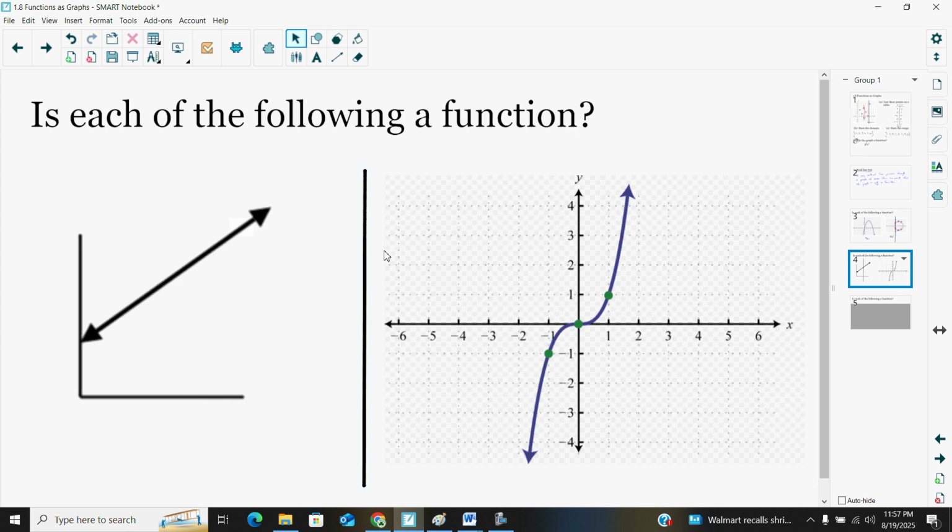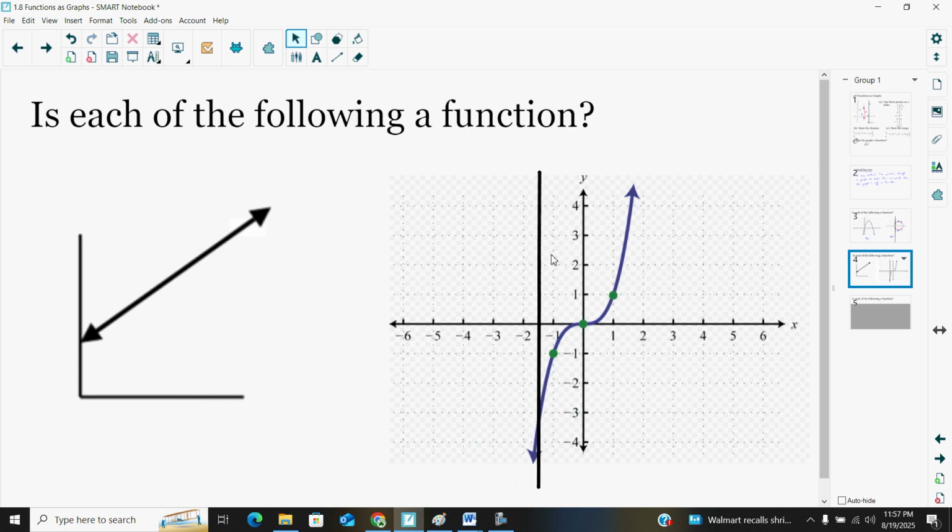What do you think about this one? If I move that vertical line around, and again, you can just hold your pencil against the paper if you have the drawing on your paper. No matter where I put that vertical line, it never crosses the graph more than once. This one is also a function. Those are both yes.